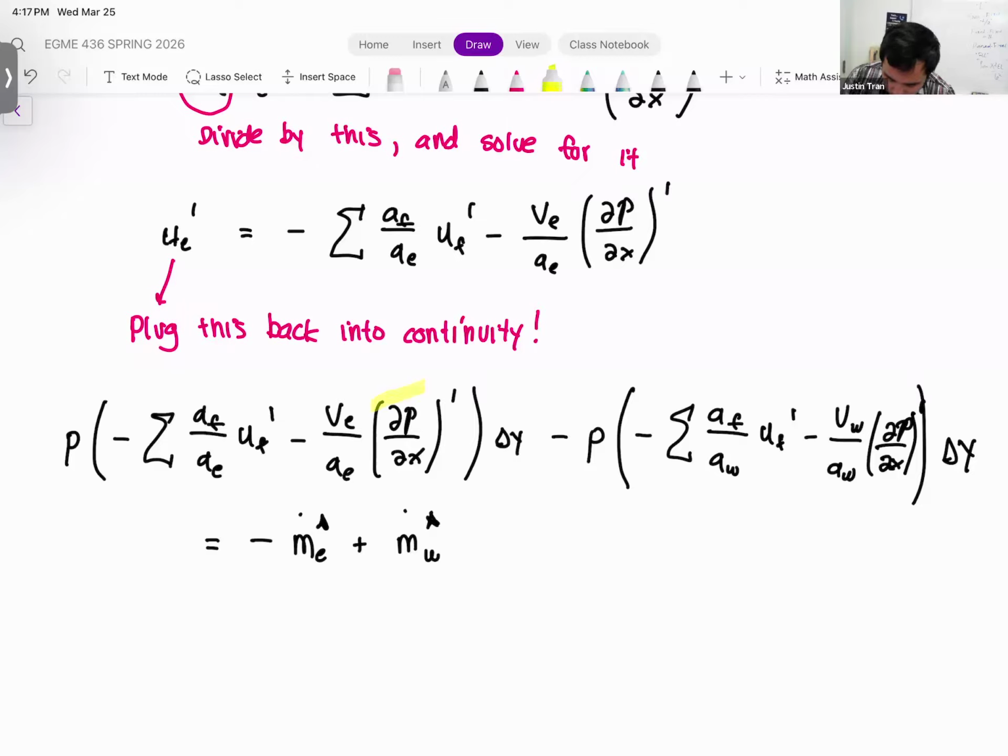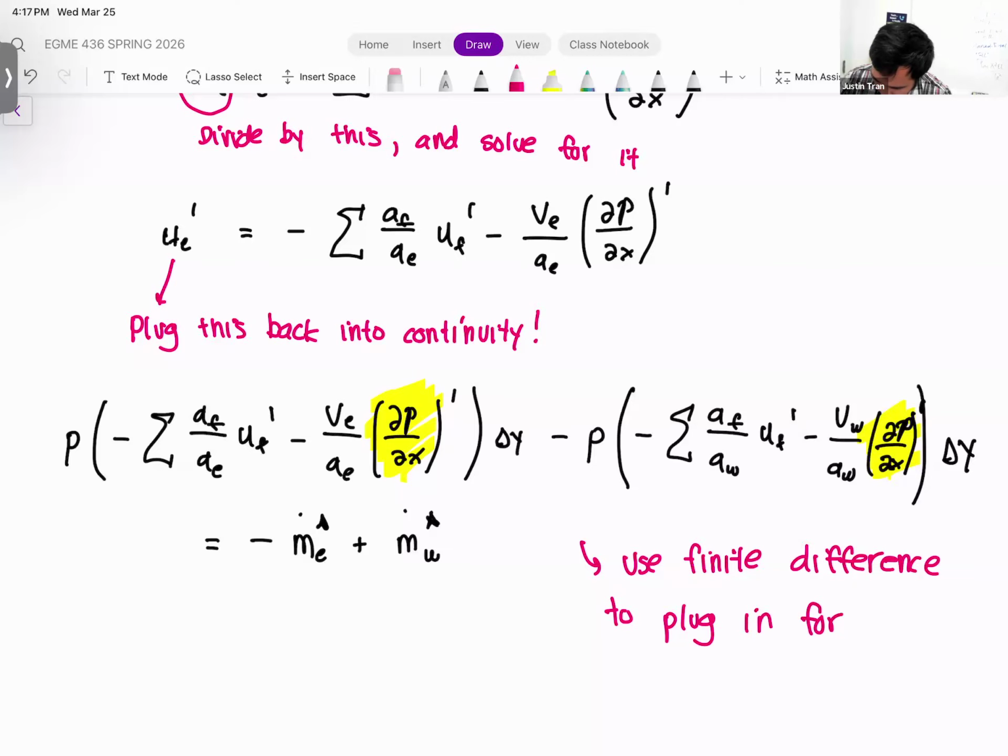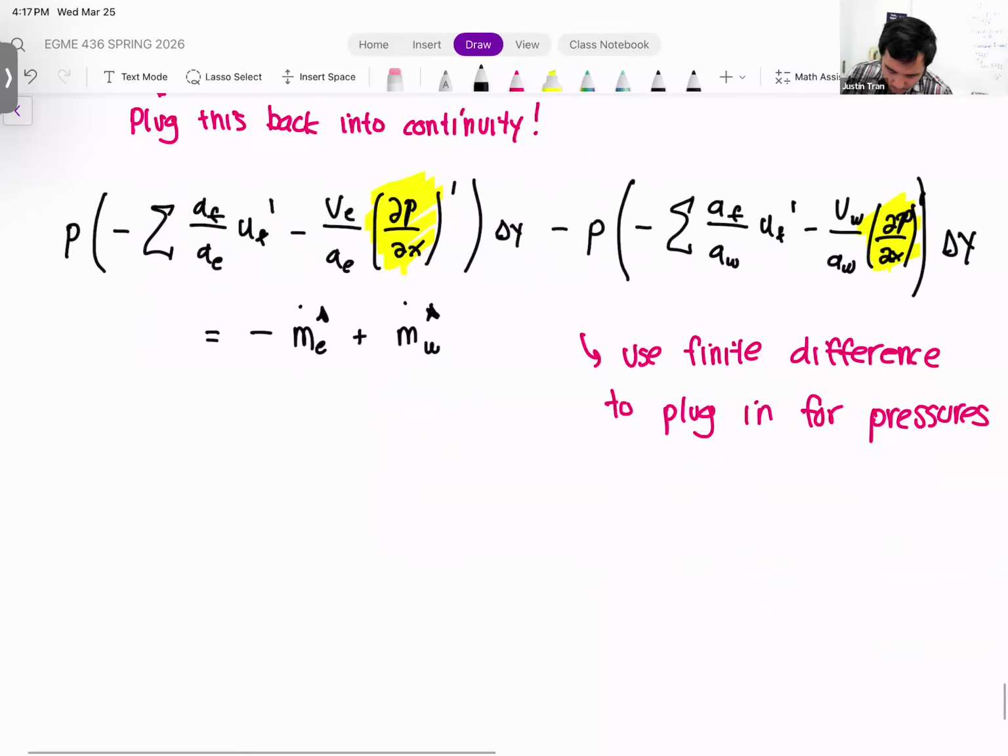And so the last step to this procedure is basically to plug in for these two expressions here, because that's where the pressure is going to come in. Essentially, we're going to use a finite difference method to plug in for these pressures. All right, and then we finally arrive at the pressure correction equation.